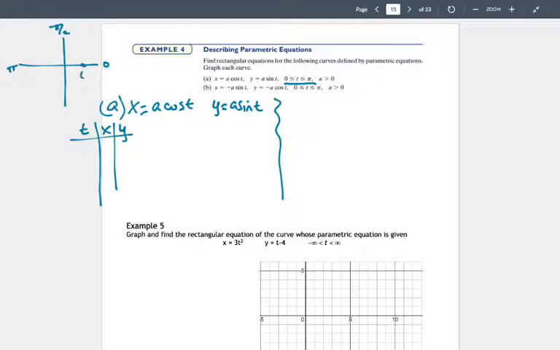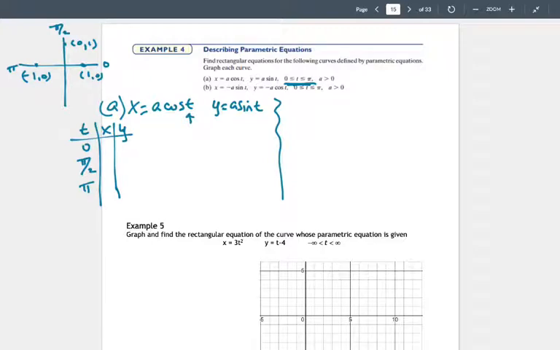This is the ordered pair 1, 0. This is the ordered pair 0, 1. And this is the ordered pair negative 1, 0. And so my t represents the angles because it's cosine of t and sine of t. So I'm just going to do those quadrantals from 0 to pi, since that was the domain restriction that they gave me.